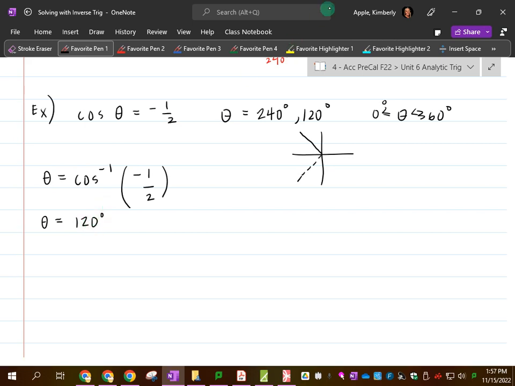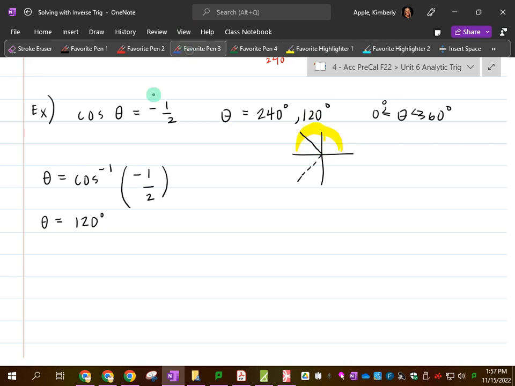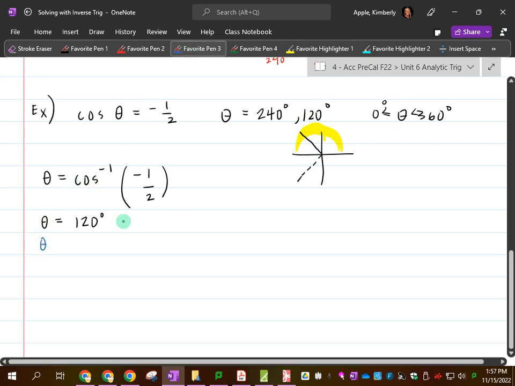120. So exactly as we expected, by knowing the output of the arc cosine, it gave us one of the values in quadrant 1 or 2. So this one just happens to be in 2. You're going to have to find the hidden value in quadrant 3, because this is where I expect it to be. Well, if this is 120, what is the reference angle? The reference angle is 60.